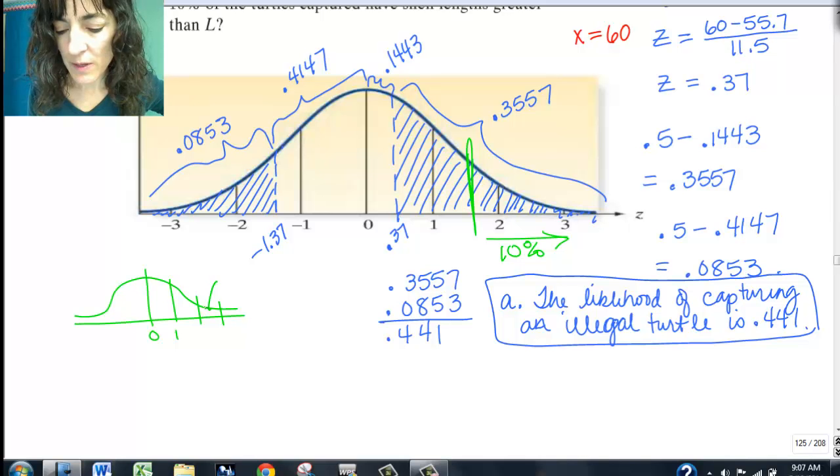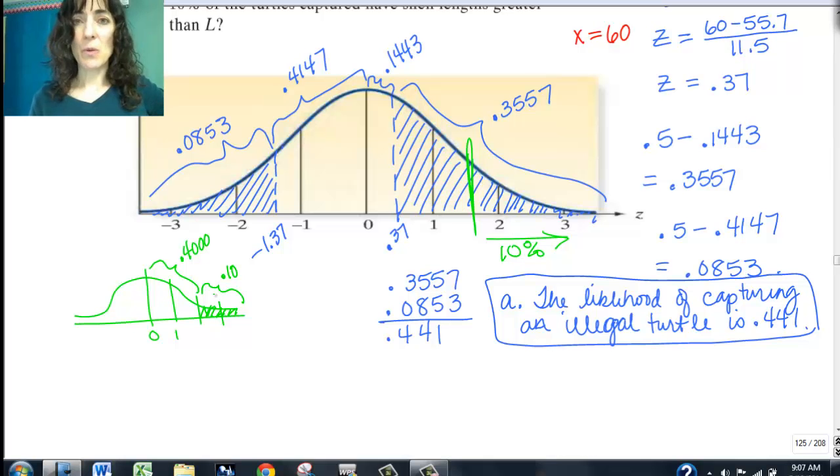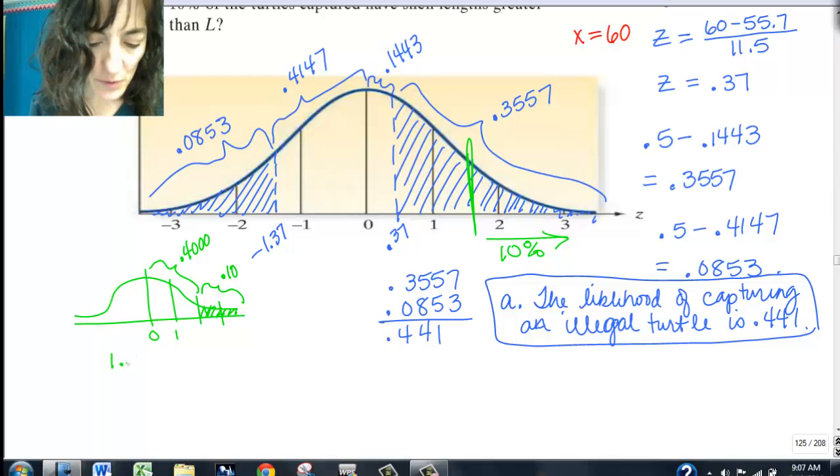If we want this piece to be 0.10 or 10%, then the piece that we're actually going to be able to look up is going to be 0.400, and that'll be the area of the piece that we want to look up.